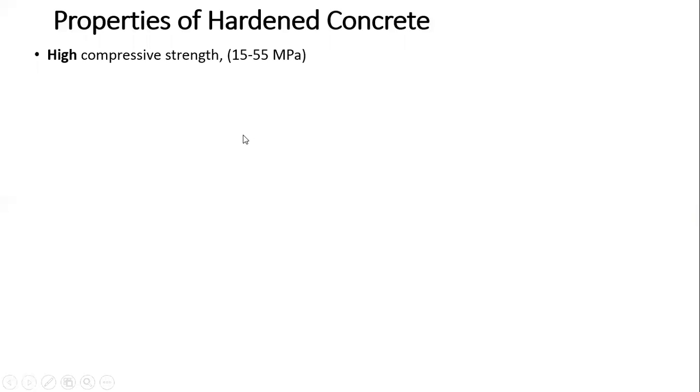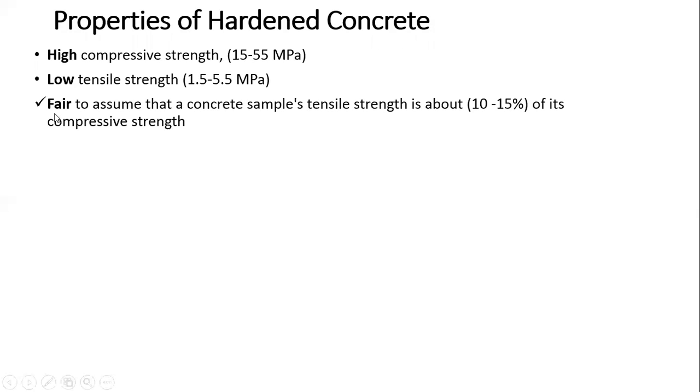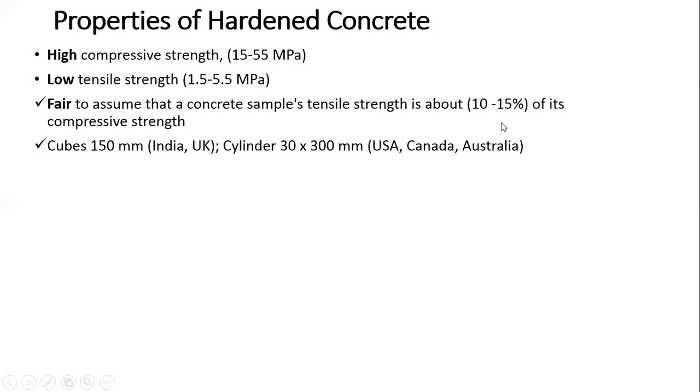Then we have low tensile strength, which is roughly 10% of the compressive strength. So here it is 1.5 to 5.5 MPa. As you know, the tensile strength of concrete is very less, around 10%. It is fair to assume the concrete tensile strength is about 10 to 15% of its compressive strength. You can assume any value between 10 to 25% of the compressive strength of concrete as the tensile strength.